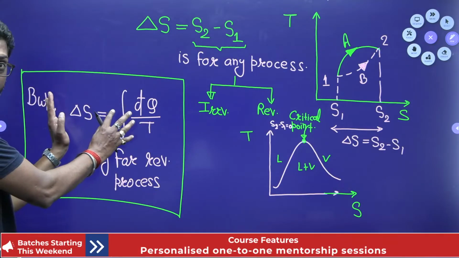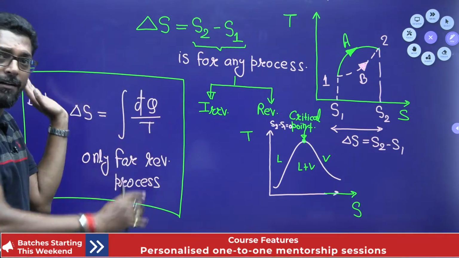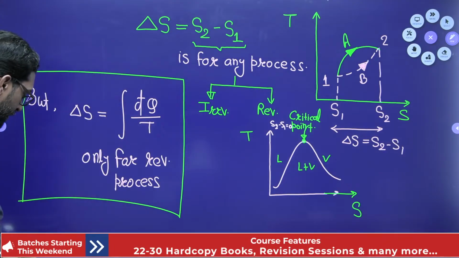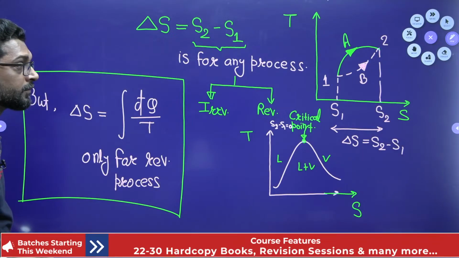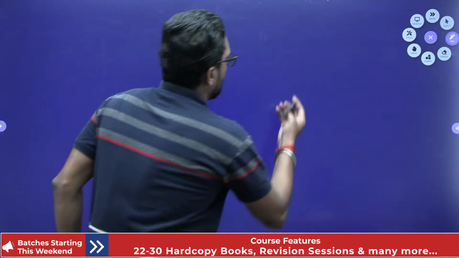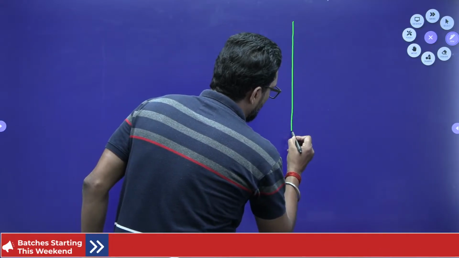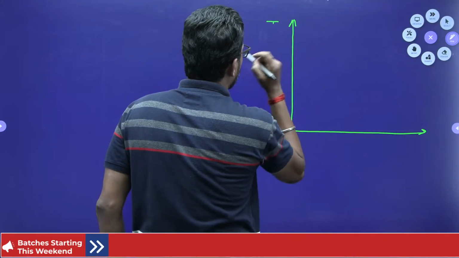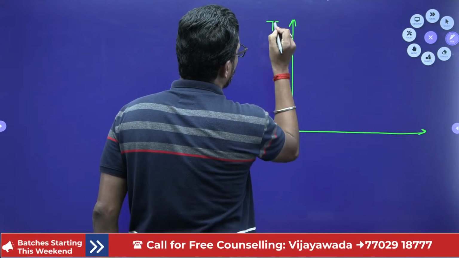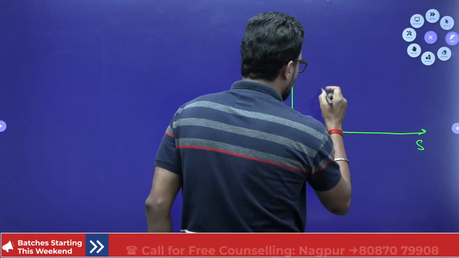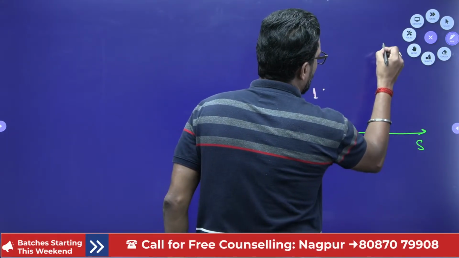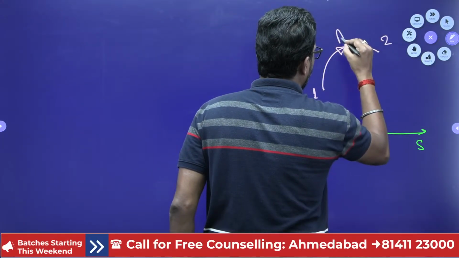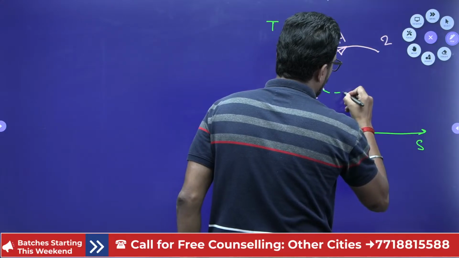Up to this is clear? Up to this is clear, beta? Theoretical part is clear? Okay, now, take this one. I am happy to answer your question, okay? This is your T, let's suppose this is T and S, okay? This is point number 1, this is point number 2, this is for the reversible path A. Let's suppose this is an irreversible path B.